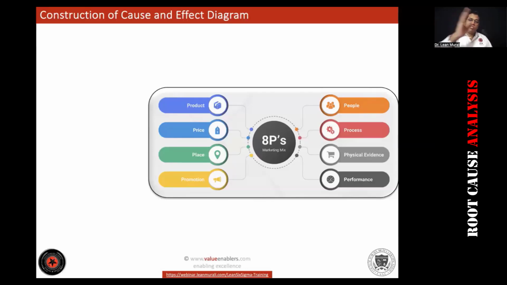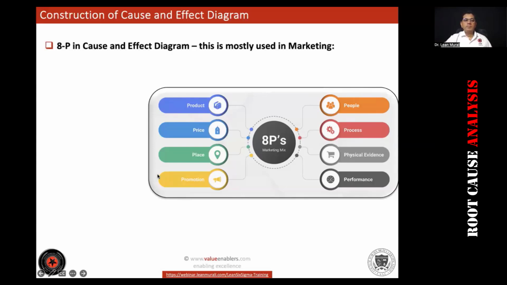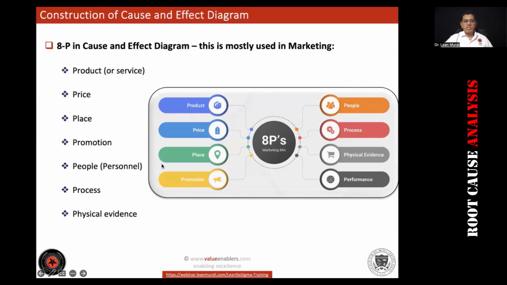Instead of man, machine, material, method, measurement, and mother nature, you can put product, price, place, promotion, people, process, physical evidence, and performance. Product, price, place, promotion, people, physical evidence, and performance. If it is a new learning for you, type NL in the chat box. So use this framework.